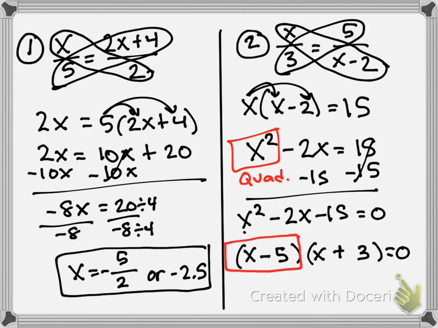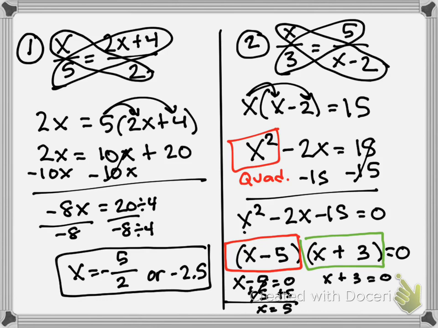set of parentheses will get me one solution, and the other set of parentheses will get me the other solution. So I'm going to take that first set of parentheses, x minus 5, set it equal to 0, and solve. So x equals 5. Take my other set of parentheses, set it equal to 0, and solve. And so I get x equals negative 3. So this one had two solutions because it was a quadratic.